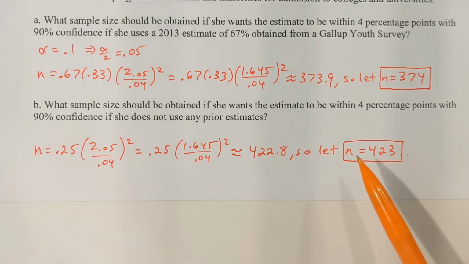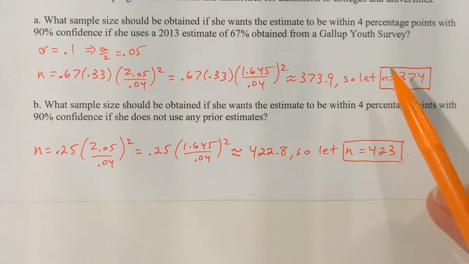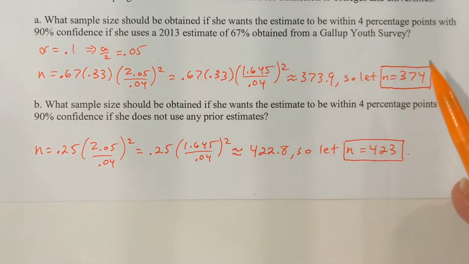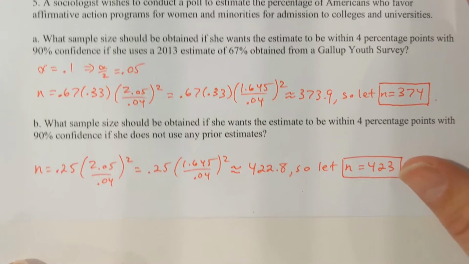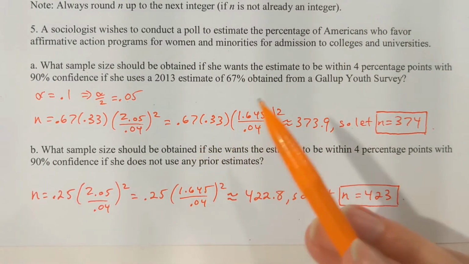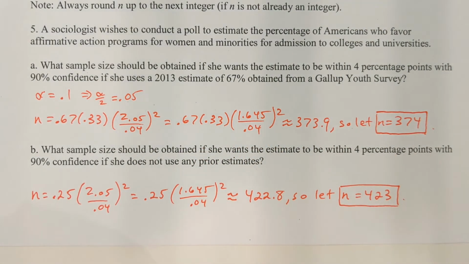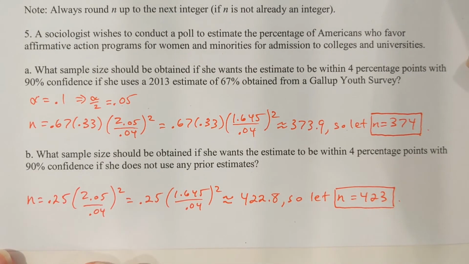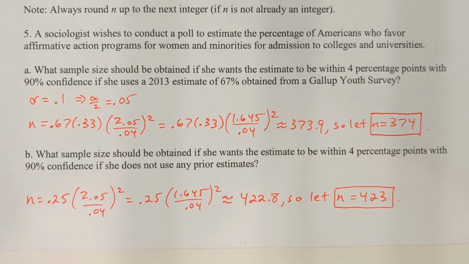Now, the sample size is going to be more than what it was in part A. In general, that's going to happen if you're not using any prior information. Prior information is a good thing. If somebody's already done this, that's a good thing, and you won't need to have as many participate in the study if you're using that prior information. Otherwise, you're going to need a bigger sample to have everything work out.